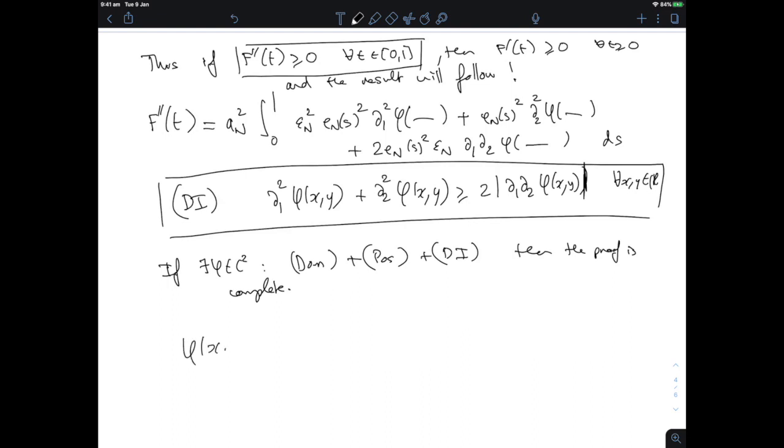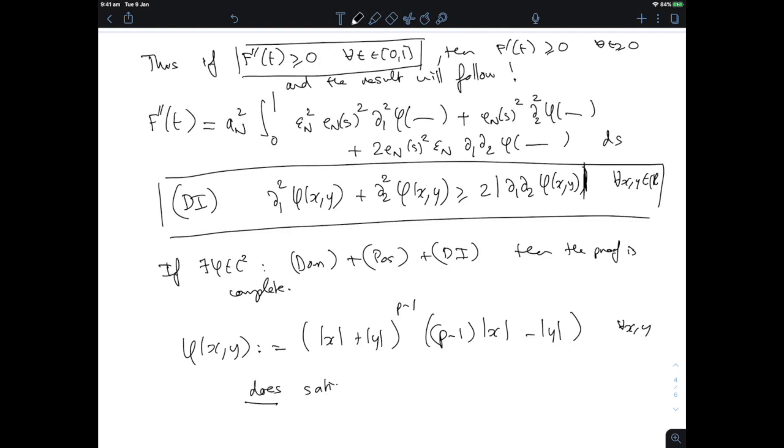The magic is that if you pick phi of x, y to be (x plus y) raised to the power p minus 1 times (p minus 1) times mod x minus y, then this does satisfy the domination, the positivity, and the differential inequality. And I am not going to do it.